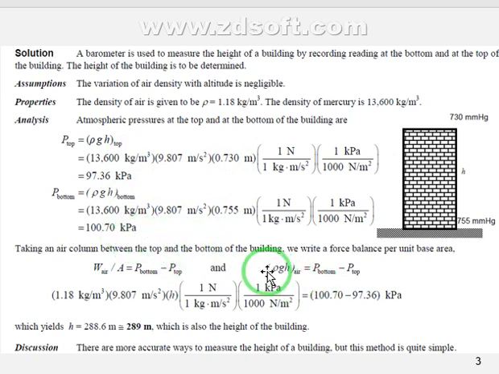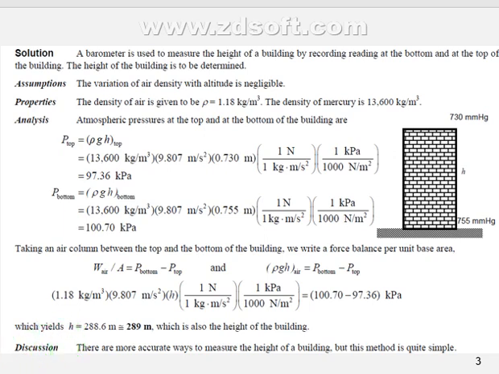I know now the difference between the pressures in kilopascals. I know the density of air. So rho gh is going to equal the difference between them. I know rho, I know g, and this is just a conversion. The only missing value is h. 100.7 minus 97.3. Done. So the height of this building is 288 meters, or 298 meters. I think it's very clear and very simple.